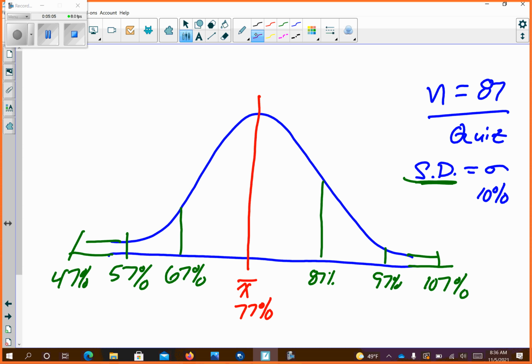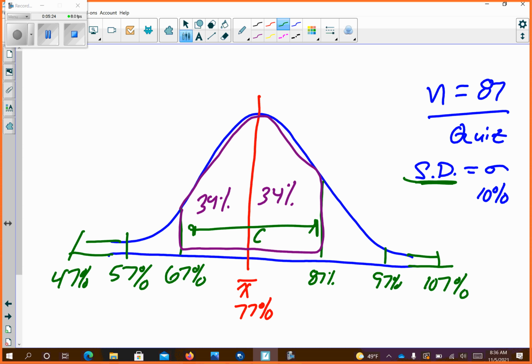But what you're doing when you talk about this information is this region here encompasses 34% of the population, and here 34% of the population. So this region in between is 68% of the students. So this would say that 68% of my students in CP Algebra 1 on the last quiz, and again, this is fictitious data, I just made this up, but of the 87 people that took this quiz, 68% of them had a score that fell between 67% and 87%, or one standard deviation from the mean.